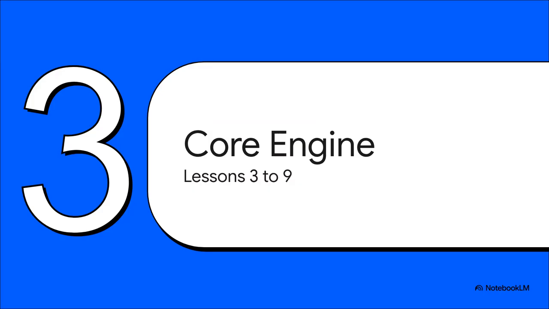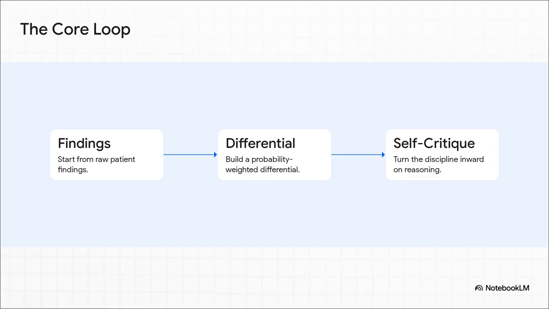Okay, Section 3, Building the Core Engine. This covers lessons 3 through 9, and you can think of it like building the engine block of a high-performance vehicle. So this core cognitive engine fires in 3 distinct steps. We start at Step 1 with the raw findings, basically the unfiltered, chaotic patient data. Step 2 dynamically transforms that raw data into a stress-tested, probability-weighted differential. And this isn't just a random list of possible diseases, it's a mathematically and logically weighted hierarchy. Finally, Step 3 is self-critique. This is where the clinician turns all that rigorous discipline inward to basically audit their own logic before committing. It's just a beautiful, self-correcting mechanism.